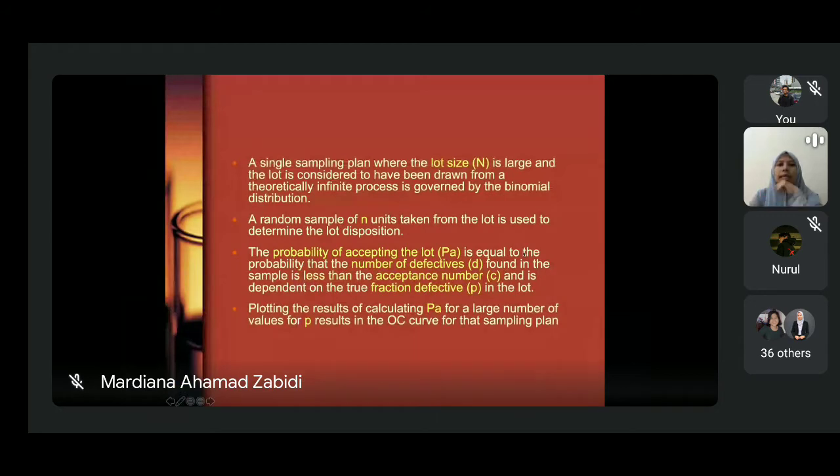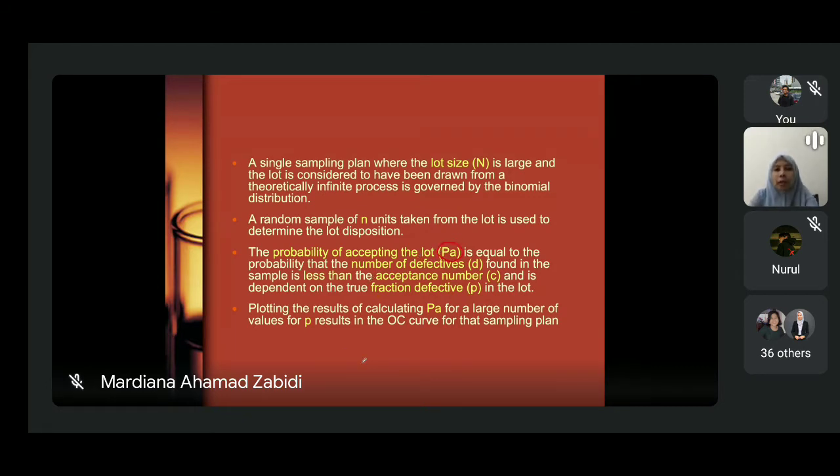Okay, so a single sampling plan where the lot size n is large and the lot is considered as to have been drawn from a theoretically infinite process is governed by the binomial distribution. This one, what does it mean by OC curve? And then a random sample daripada lot ni, daripada the whole population is taken and it is used to check the quality of that particular raw material of that particular lot.